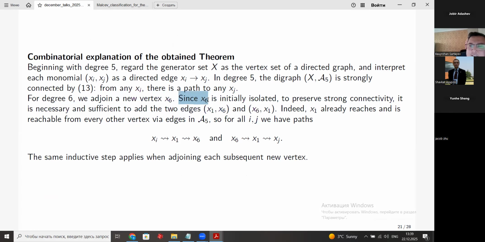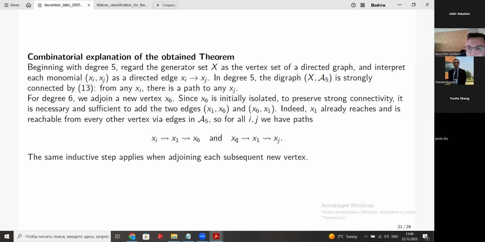Initially, this new vertex is isolated, and to preserve strong connectivity, it is necessary and sufficient to add 2 new edges, x1x6 and x6x1. And indeed, x1 is already reachable from every other vertex via edges in A5. So if you want to reach x6 from any other vertex, with these two edges you first go from xi to x1, and from x1 we can go to x6.